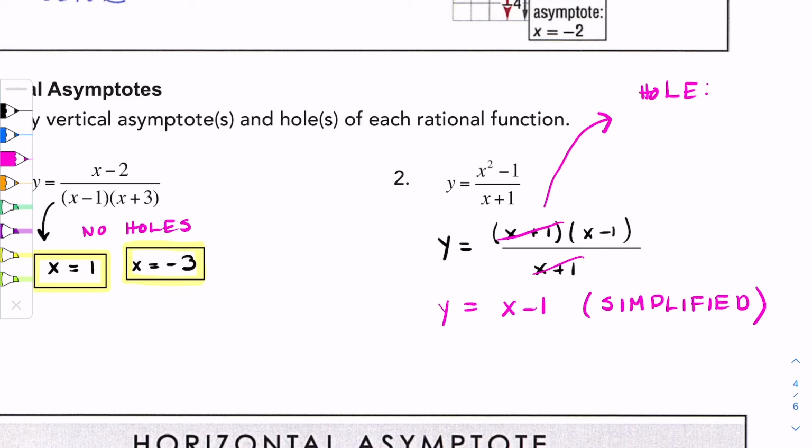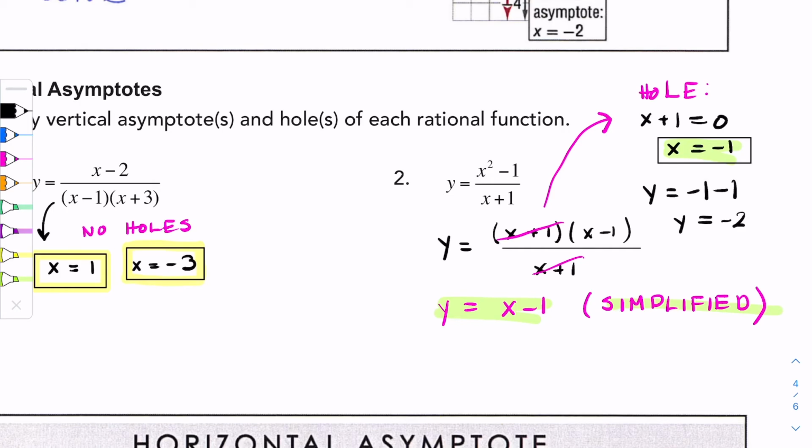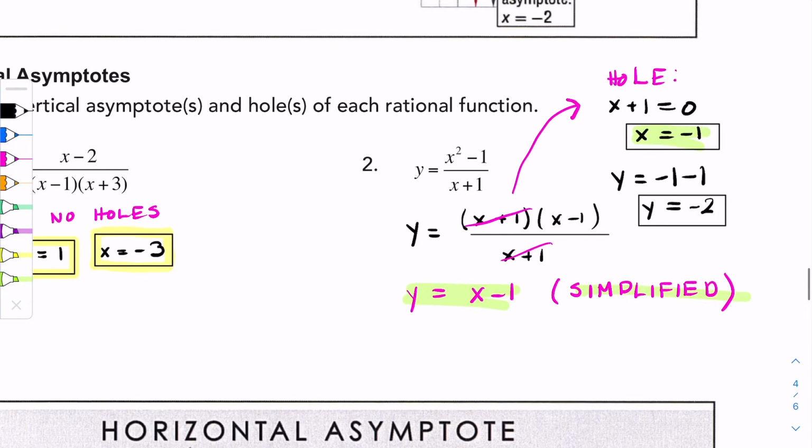All right, so the hole is found by the x coordinate of setting the common factor of x plus 1 equal to 0. The x coordinate is negative 1. The y coordinate is found by substituting x back into the simplified function. When we do that, we have y equals negative 1 minus 1, or y equals negative 2. That's the y coordinate of your hole. So this tells us that we have a hole at (-1, -2).